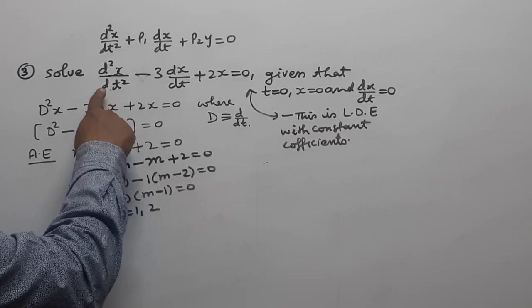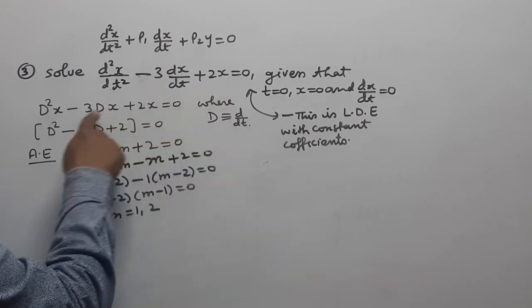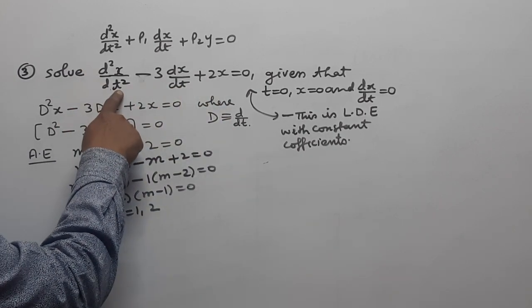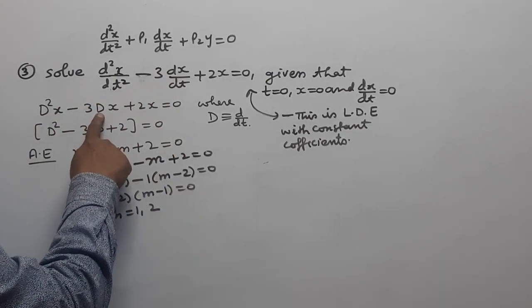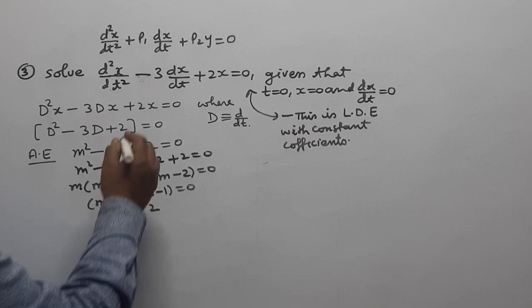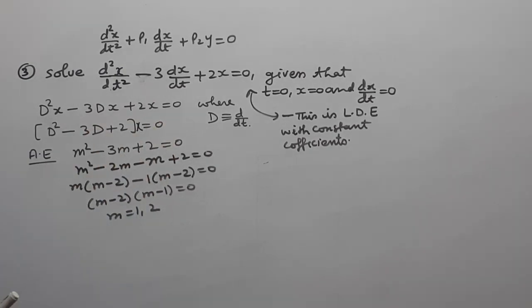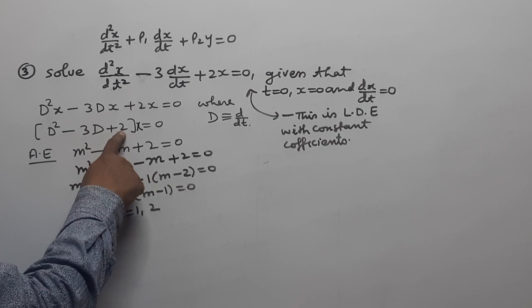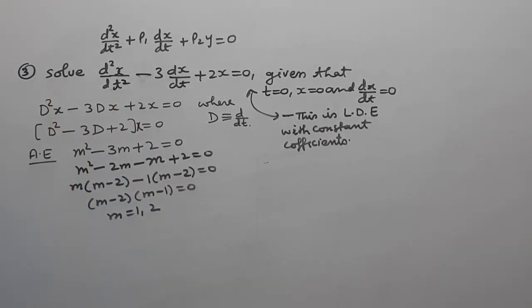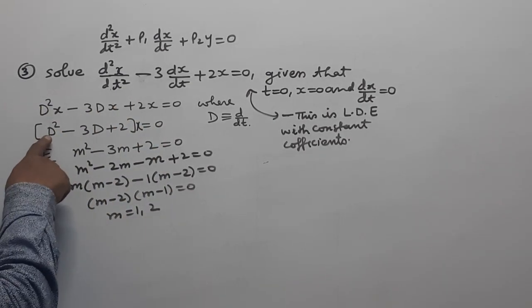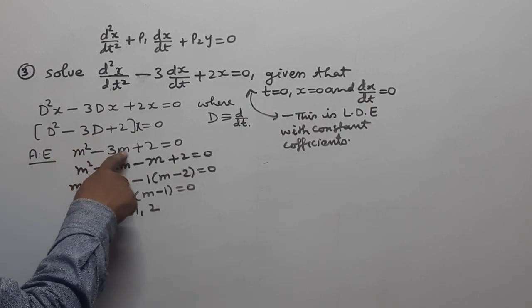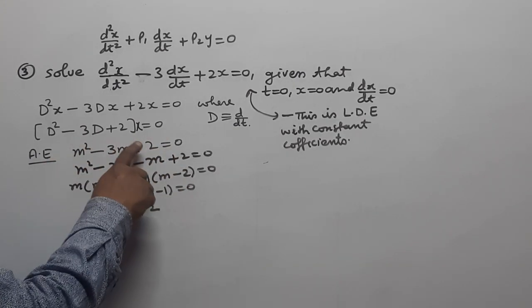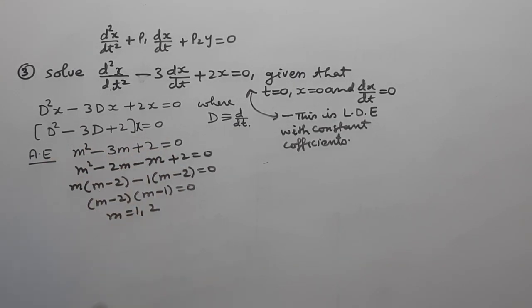You can see here, first we write the given differential equation in this form. In place of d²/dt², we put capital D squared. In place of d/dt, we put capital D. Taking x common, this can be written as (D² − 3D + 2)x = 0. Now we find the auxiliary equation. In place of capital D, we put m. So this is m² − 3m + 2. We factorize this and get two distinct roots, 1 and 2.